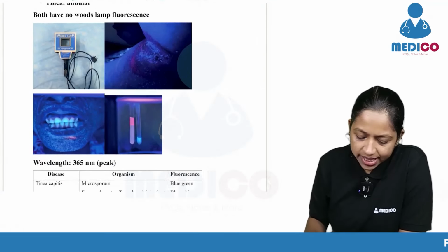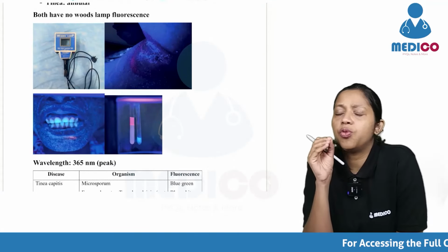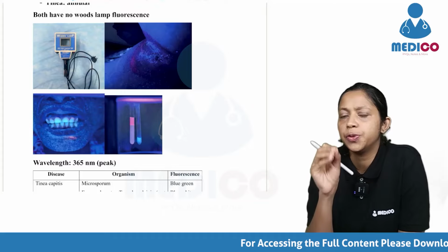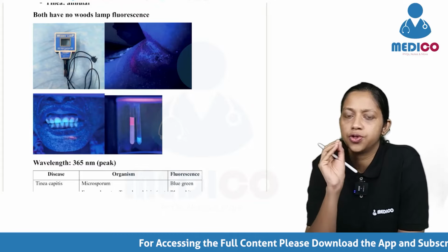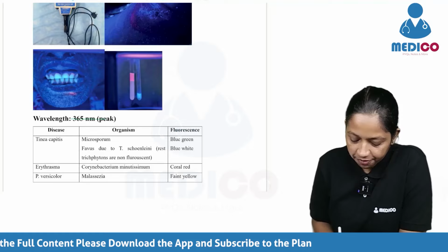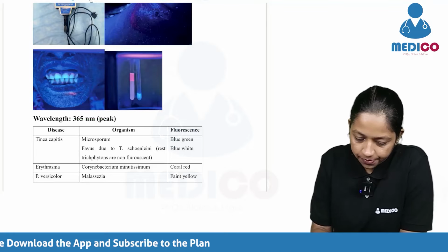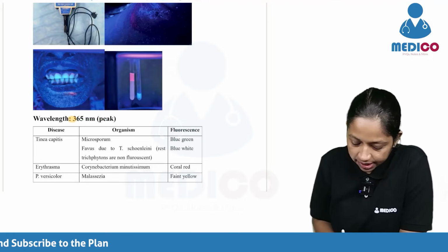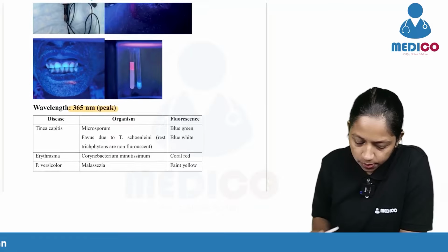Now, coming to the wood slab fluorescence, I'm only talking about the very basic stuff that you should be knowing, that without knowing this, you should not go to the exam. So, the wavelength, peak wavelength is 365 nm. So it is a blue light.